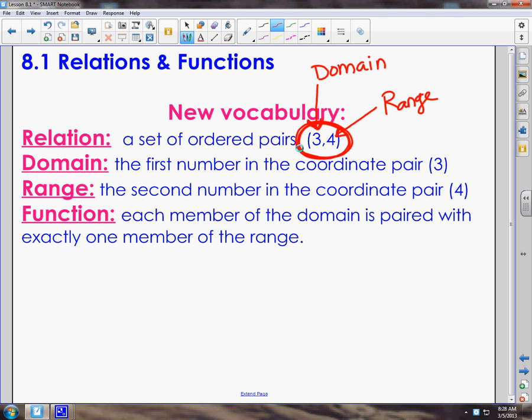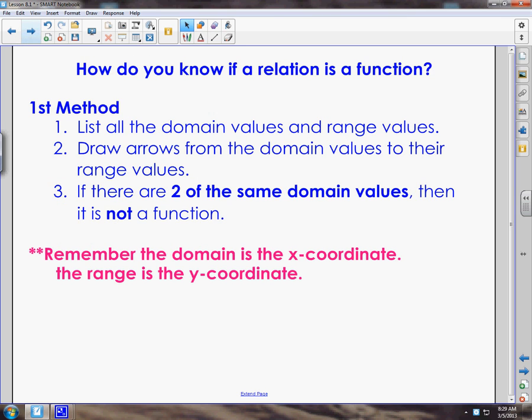A function is when each member of the domain is paired with exactly one member of the range. So we're going to look at if something is a function or not today. So how do you know if a relation is a function? There's two different methods. The first method is to list all the domain values and range values. Draw arrows from the domain to their range. If there are two of the same domain, then it is not a function.